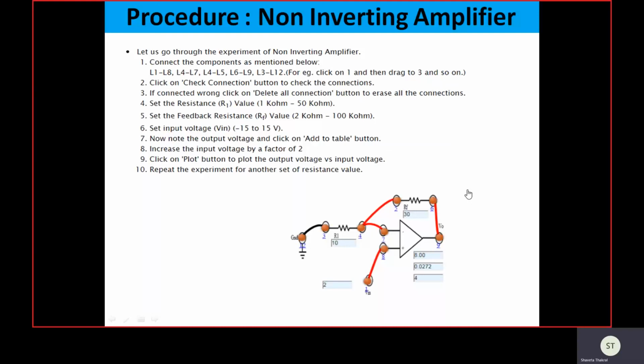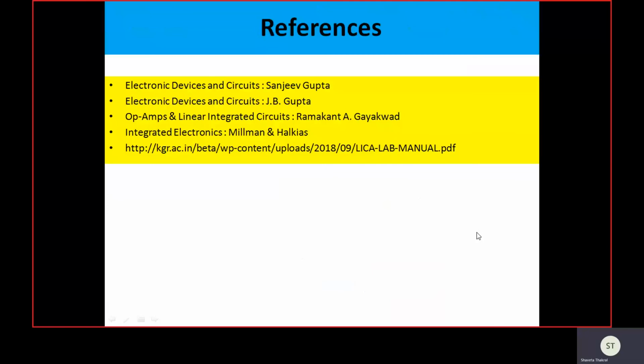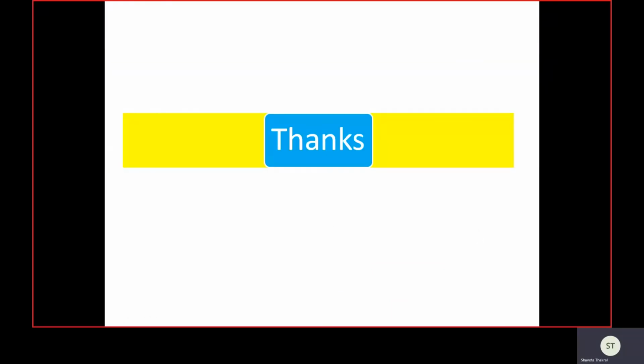So in this way we can perform the experiment for the non-inverting operational amplifier, and these are the references we have used to demonstrate this experiment. Thank you.